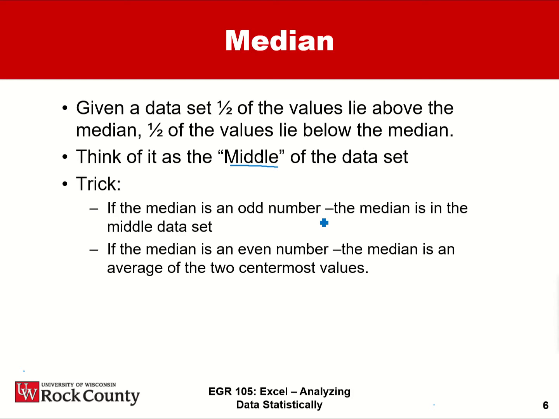The way we do it is if we have an odd number of data values, the median is the middle value of that data. If we have an even number, the median is the average of the two centermost values. And I'll go through an example by hand on how to do both of these in a minute.